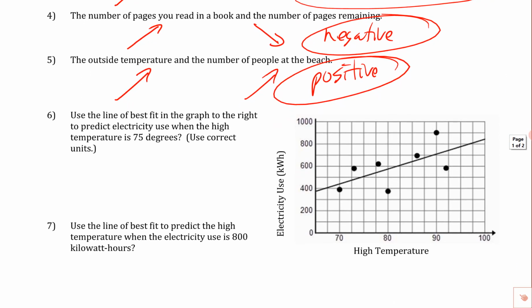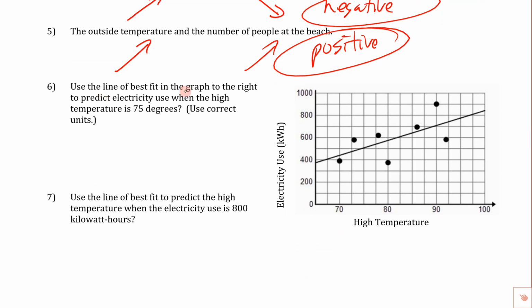All right, let's take a look at number 6. It says use the line of best fit in the graph at right to predict electricity use when the high temperature is 75 degrees. Use correct units. So this is one of those where they kind of did the work for us. They've given us all the information over here. They've drawn a line of best fit and everything.